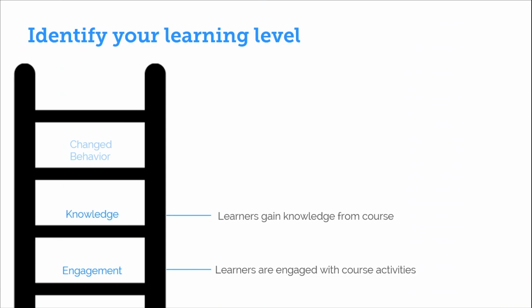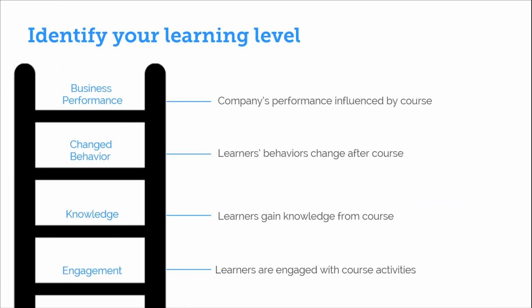Before we start writing objectives, which act as our roadmap through development, we need to understand what level of learning we're trying to accomplish. Think of this as defining the scope. We don't want to boil the ocean, as our project managers like to tell us all the time. As you can see, we have four levels: engagement, knowledge, changed behavior, and business performance. And they often build on each other.